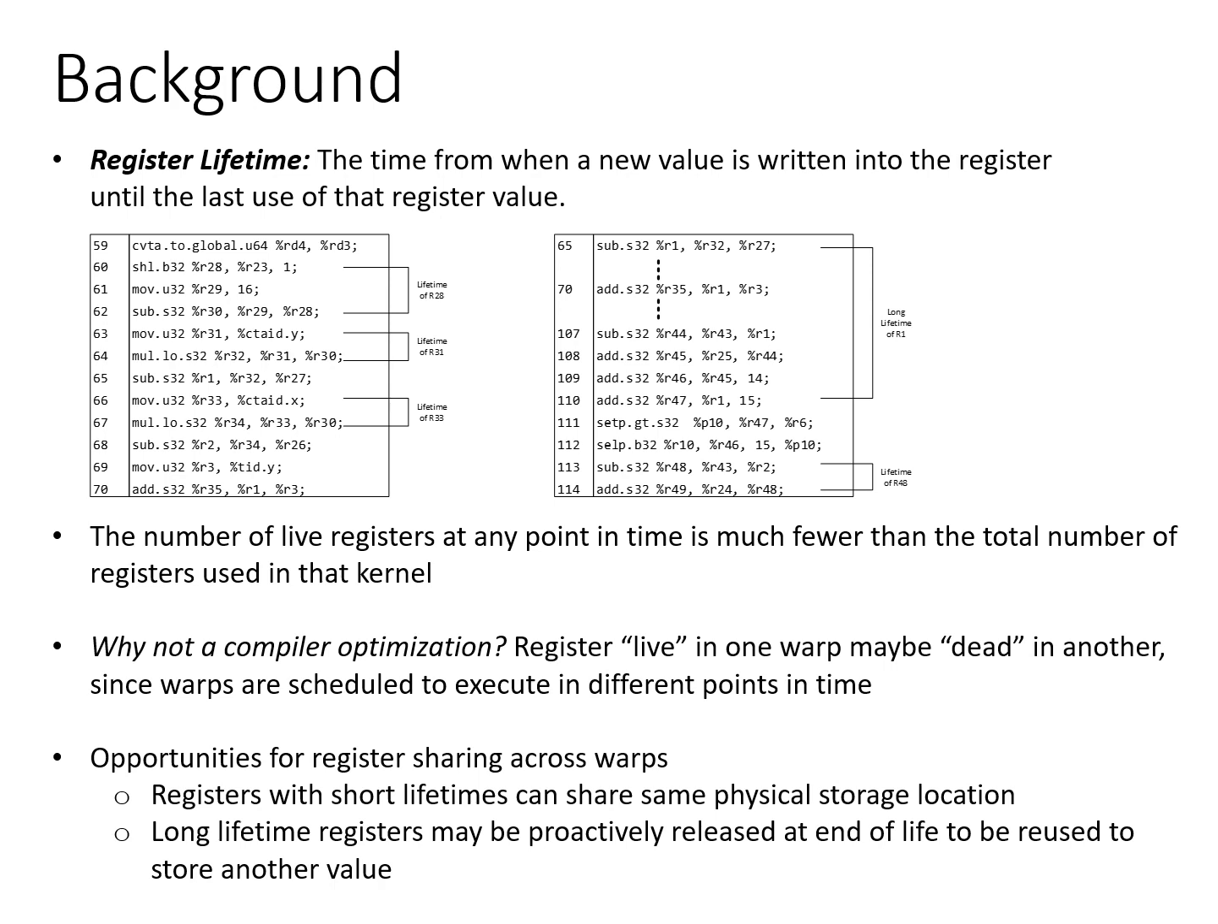So, a compiler optimization may not be applicable in this scenario because the warps are scheduled to execute at different points in time. The figure here shows opportunities for register sharing across warps. The figure on the left shows a register with a short lifetime. So whenever a register is dead, that register can be renamed and reallocated to a different warp which is scheduled to execute at a different point in time. The figure on the right similarly shows a long lifetime register. This can be proactively released at the end of its life.